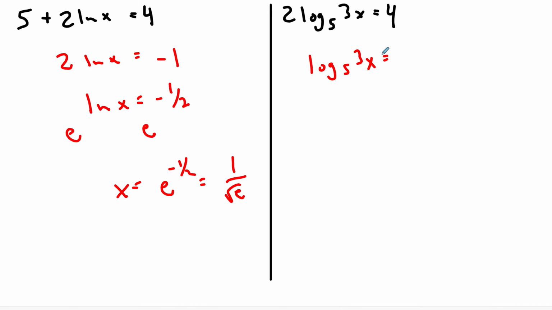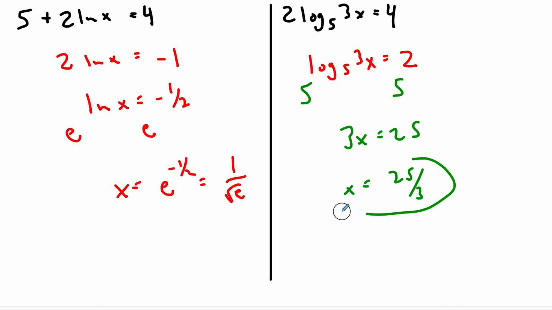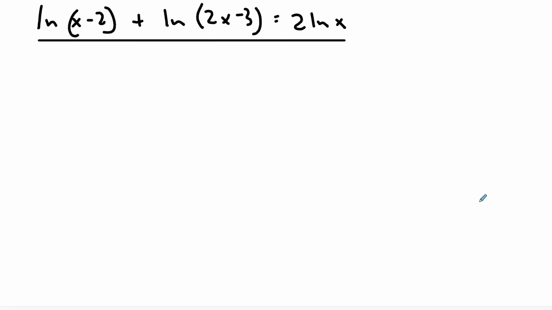Same idea here. This is equivalent to this because I divide both sides by 2. Now I can exponentiate base 5. Did you know that 5 squared is 25? Divide by 3. Now in this case, I'd leave it as 25/3 because if I had to actually divide that out and write the decimal, I'd have to round, less accurate. Okay. All right, this looks like a mess.